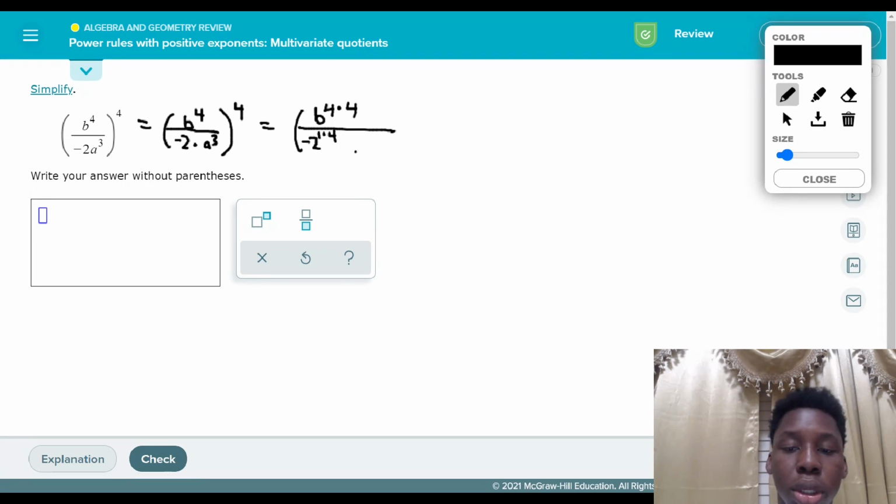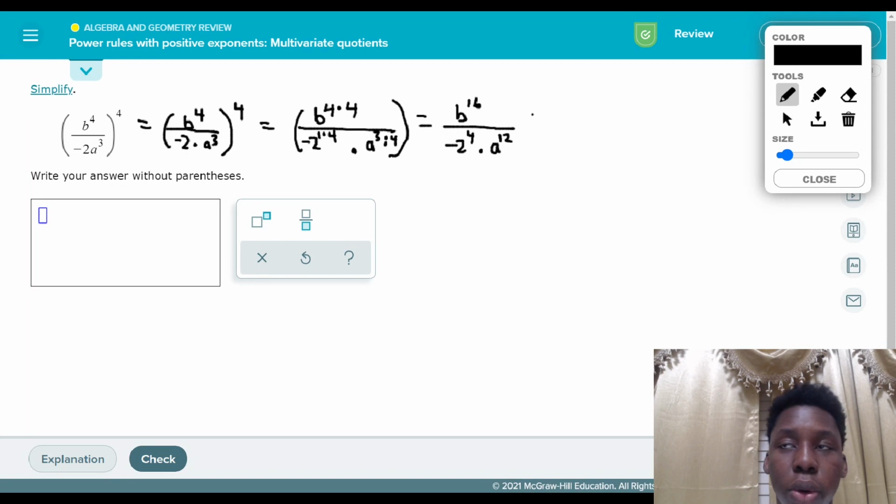4 times a to the power 3 times 4. Then this is done, and next we have to multiply the powers. When we multiply 4 times 4, that gives us 16, right? So this is b to the power 16 divided by minus 2 to the power 1 times 4, that's a 4, right? So it becomes minus 2 to the power 4 times a to the power 12.